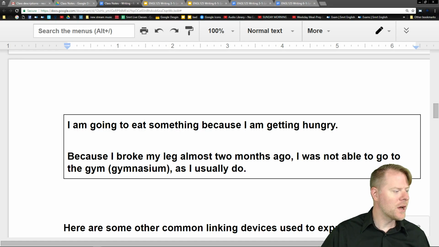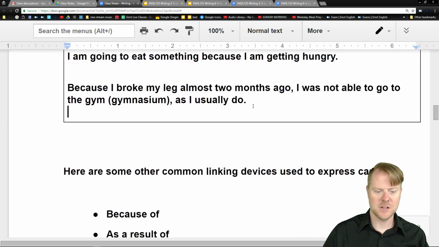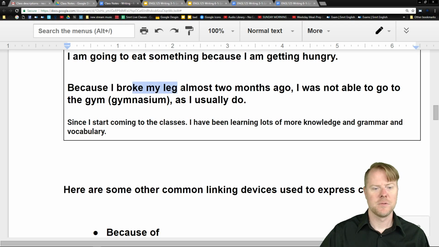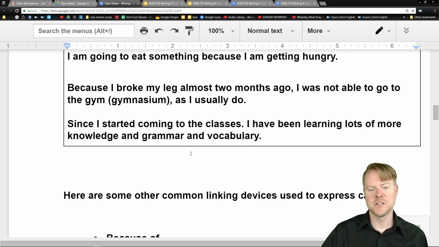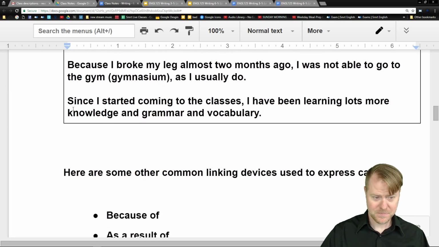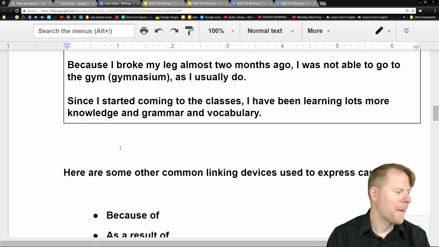Let's see. Sway, you asked about a sentence. Let's check this sentence. Since I started coming to the classes, I have been learning lots more knowledge in grammar and vocabulary. That is correct. Since, yes, you can use since.